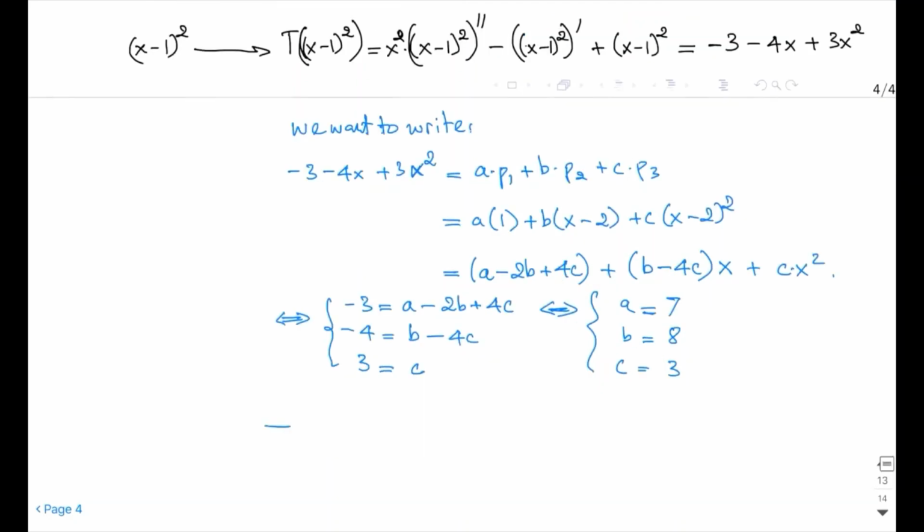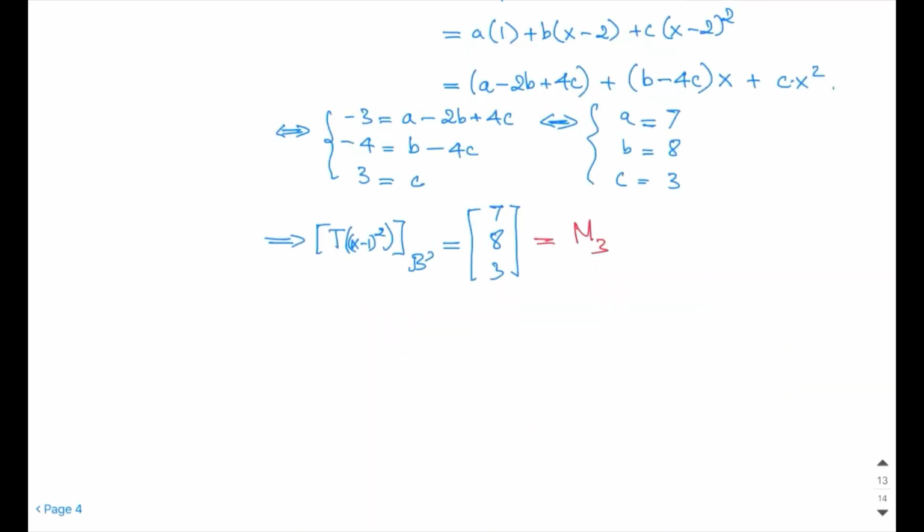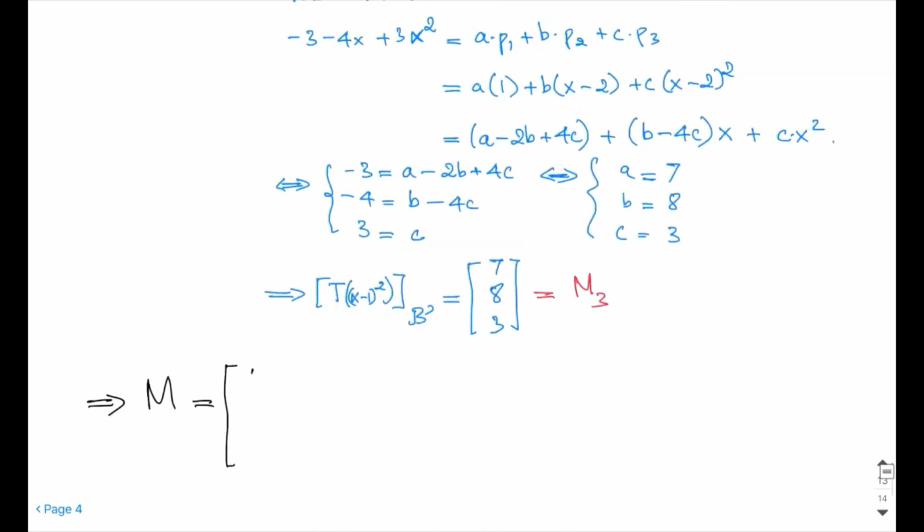All right, so this implies that the coordinate of T of the third vector with respect to B prime in the target space is going to be 7, 8, and 3. And we know for sure that this is going to be the third column for the matrix that we are looking for. So this implies that the matrix M that we are looking for is going to be 1, 0, 0, 0, 1, 0, and then 7, 8, and 3.